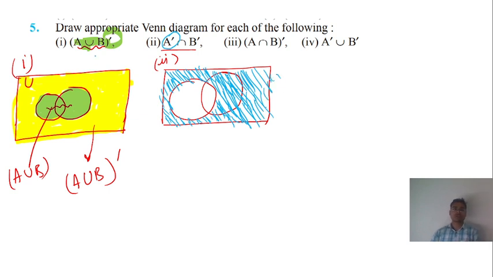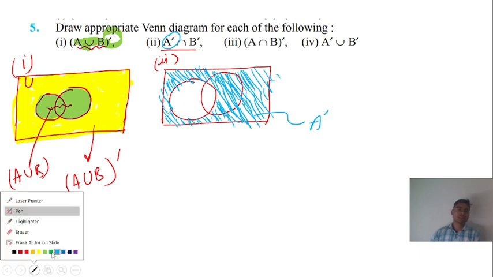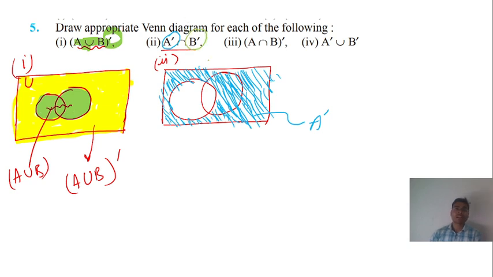Got my point? Now you will have to find out the B dash set. This blue line is the A dash set, and now we will have to find this B dash set. B dash set is removing all the elements of B. Means you do not have to write any B set here. In the earlier case, you did not write the A set, and in the second case, you do not write B. So this is B dash.